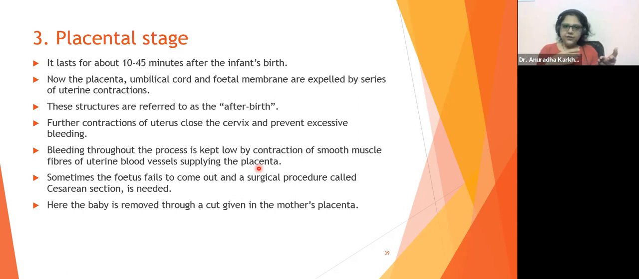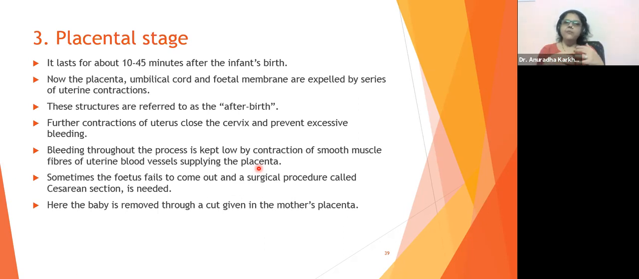Further contractions of the uterus close the cervix and prevent excessive bleeding. Bleeding throughout the process is kept low. Very important point: bleeding from the mother throughout the process is kept low by contraction of smooth muscle fibers of the uterine blood vessels supplying the placenta. So because of that, too much blood loss will not take place.